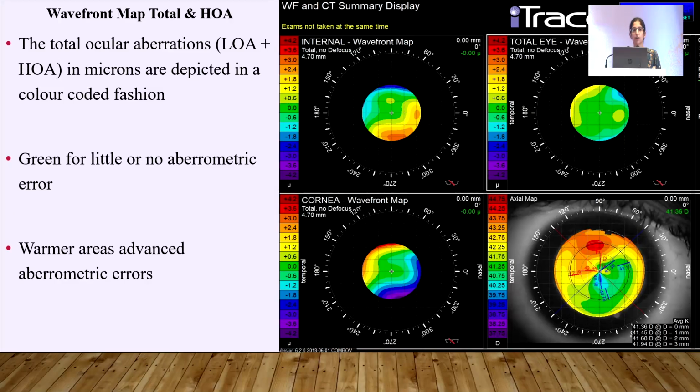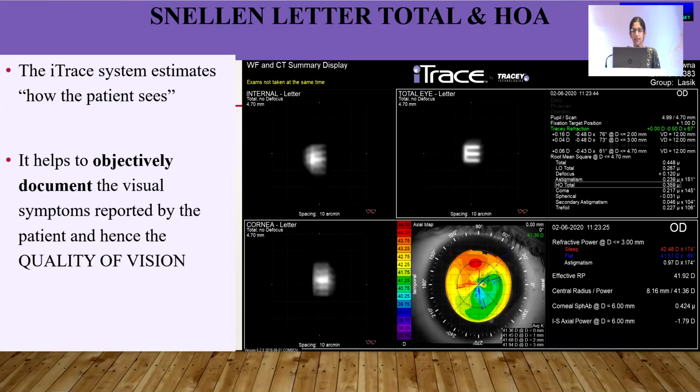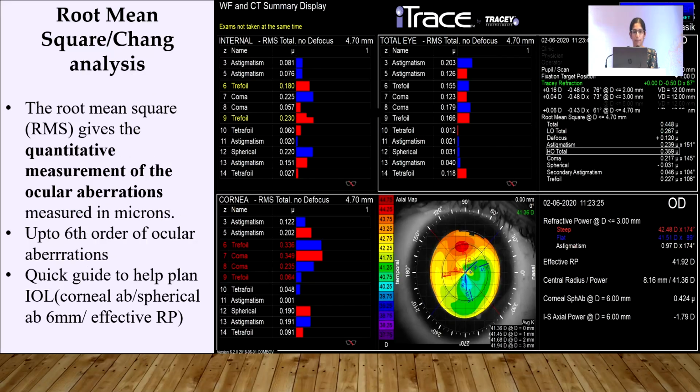This is a major wavefront map display in which total ocular aberrations are depicted in microns. The green areas are for lesser or no aberrometric error, and the warmer colors depict more advanced aberrometric errors. This is actually an objective documentation of the visual symptoms reported by the patient. So the iTrace beautifully gives us the objective quality of vision as is seen by this map.